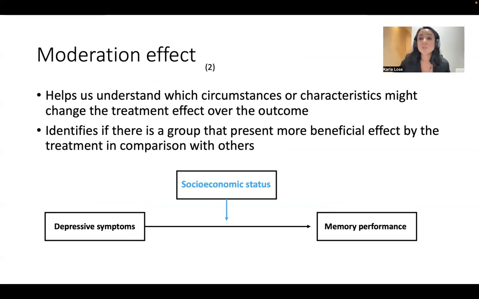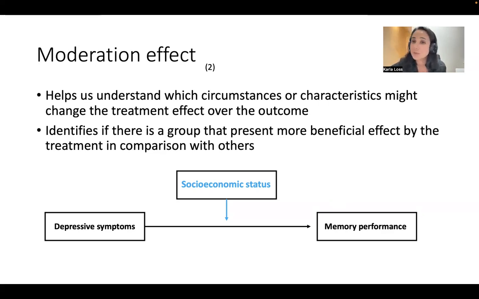Okay, now let's move to the moderation effect. Moderation, as I said before, will help us understand which circumstances or characteristics might change the treatment effect over the outcome. So with different ethnicity, race, or sex, these specific subgroups, we can see a different effect of the treatment or the exposure on our outcome, disease progression, mortality, or any other outcome that we would like to investigate.